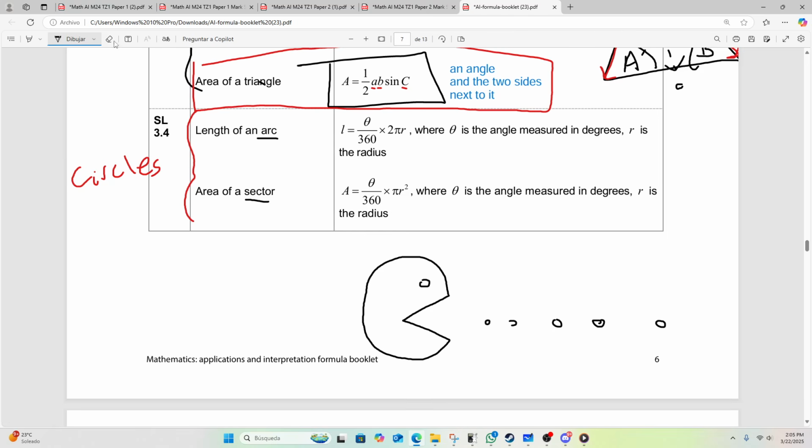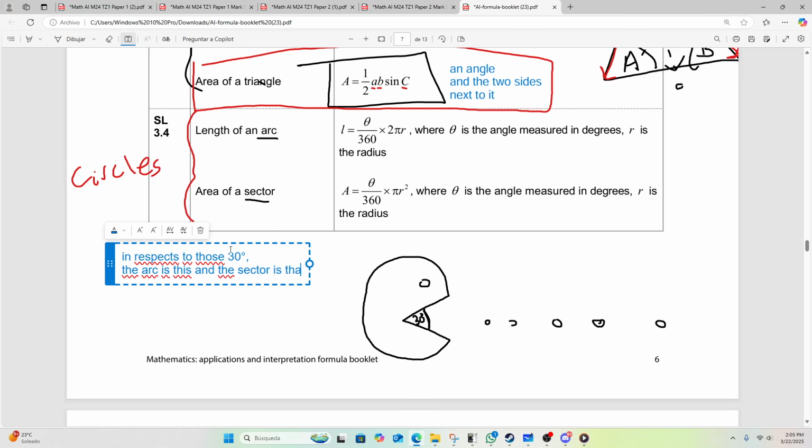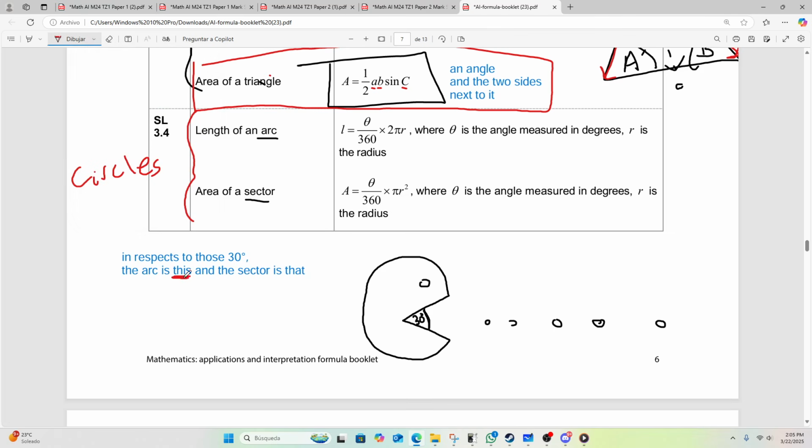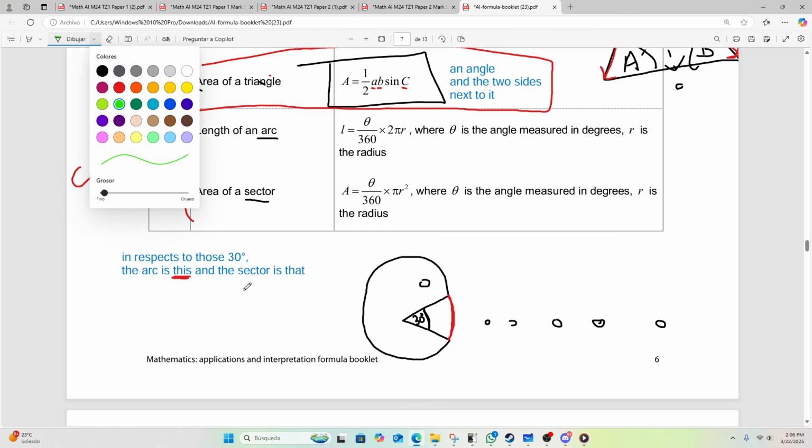In this circle that I just drew, what is the arc and what is the sector? Let's imagine for a second that this is 30 degrees, okay? So, in respect to those 30 degrees, the arc is this and the sector is that. So the arc is this, while the sector is that.